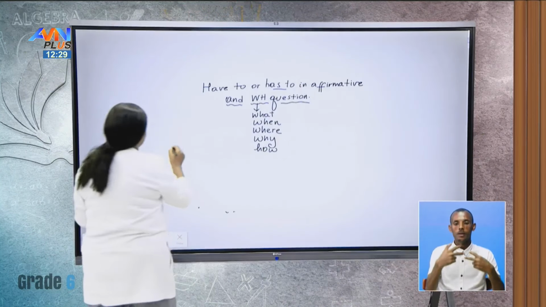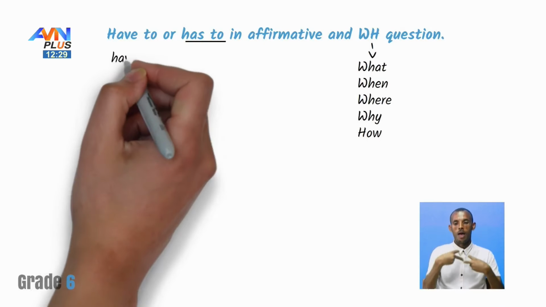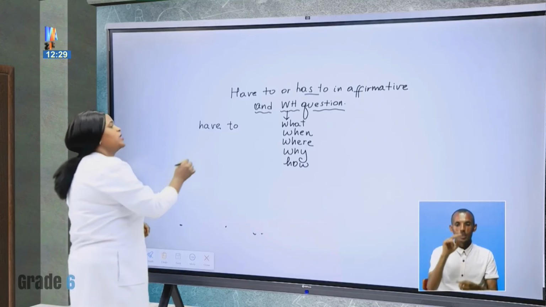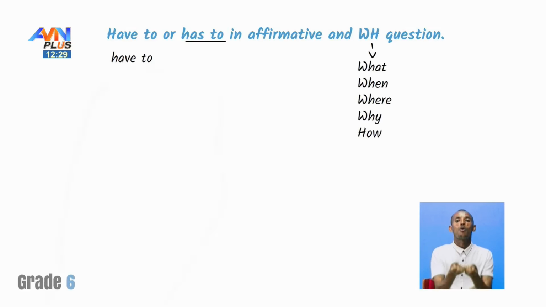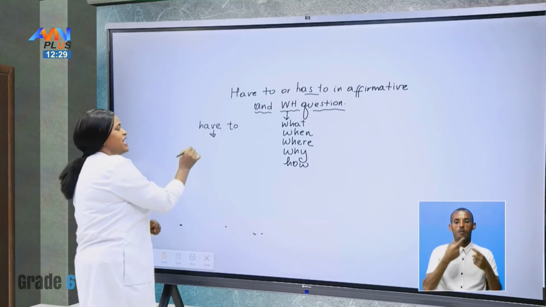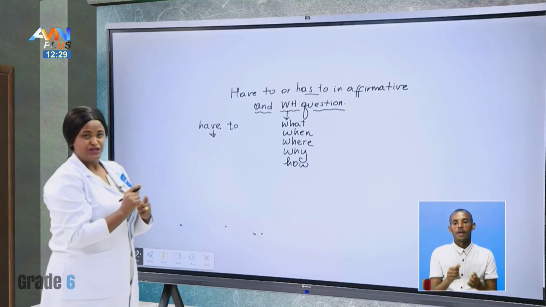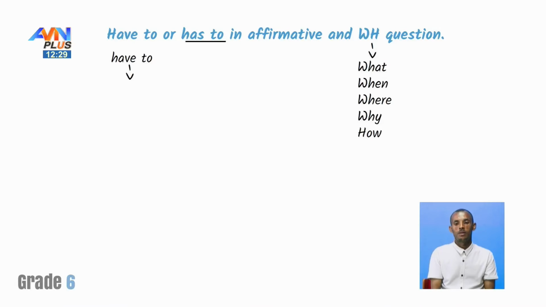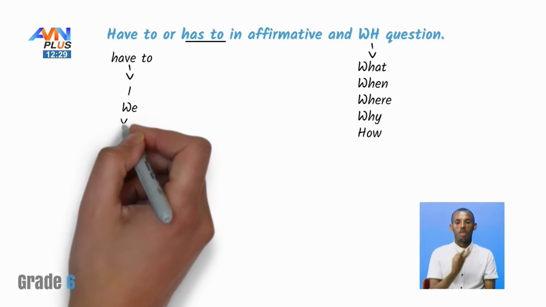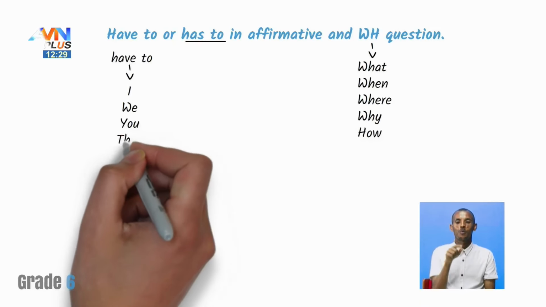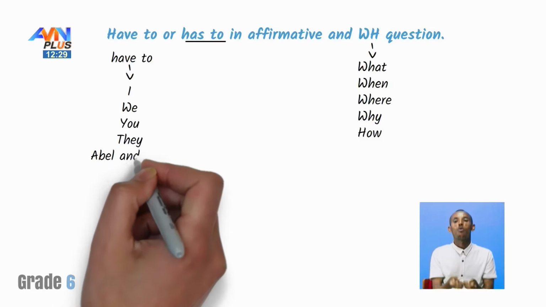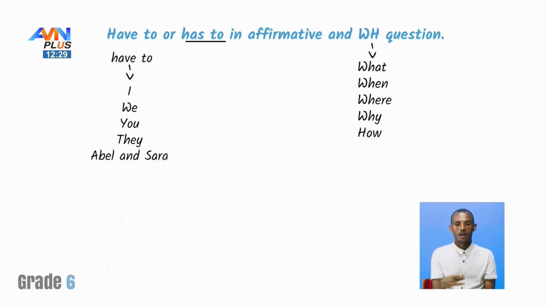Have to. Have to is used with plural subjects. Very good. Have to is used with plural subjects, except I. Actually, I uses have to, but it's not plural. You know it, right? Good. So, for I, we, you, and they, or plural names, like, for example, Abel and Sarah.